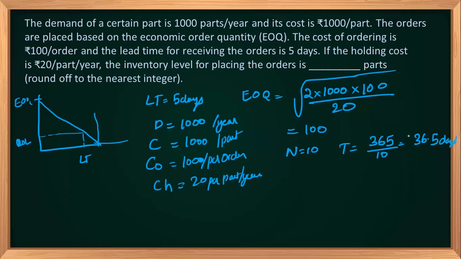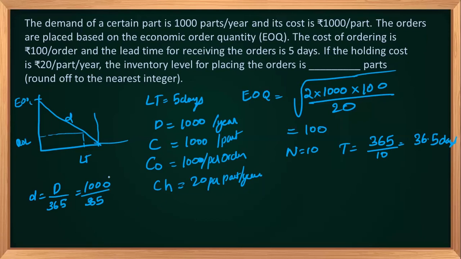Right, now our lead time is 5 days. So if I take it like this, our small d is the demand. So what is d? d is nothing but our total demand divided by, suppose I want it in days. So what will be d? d will be the consumption rate, right? That is nothing but D by 365 if it's in days, right? So this will be 1000 divided by 365.